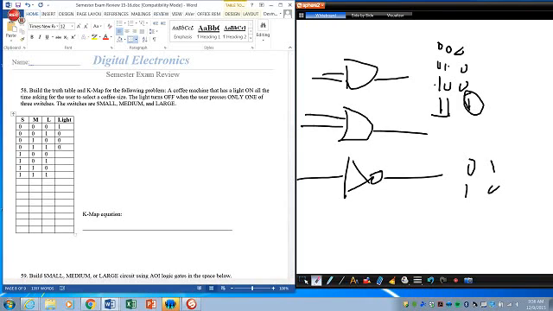Okay, so this one should be 1, because it says the light will turn off when the user presses only 1. And you see this one, there are two inputs pressed, so it's still going to be on. 1, wait, 0, the light's going to be off. This is going to be on. 1, 1, because all the switches are on. Okay.